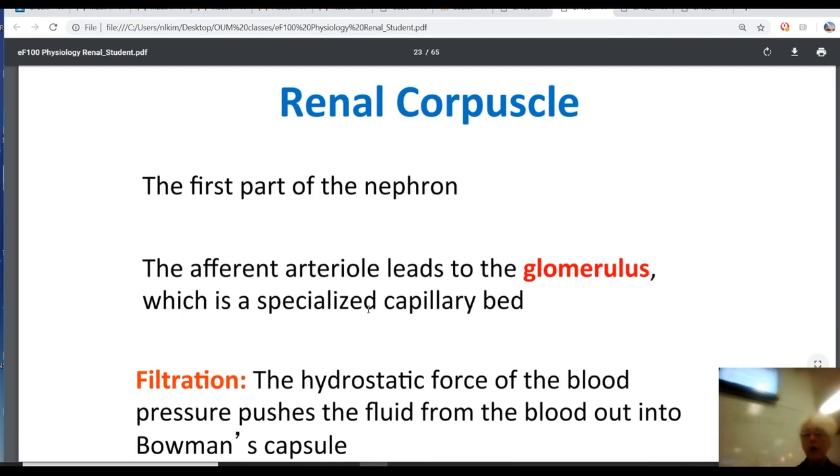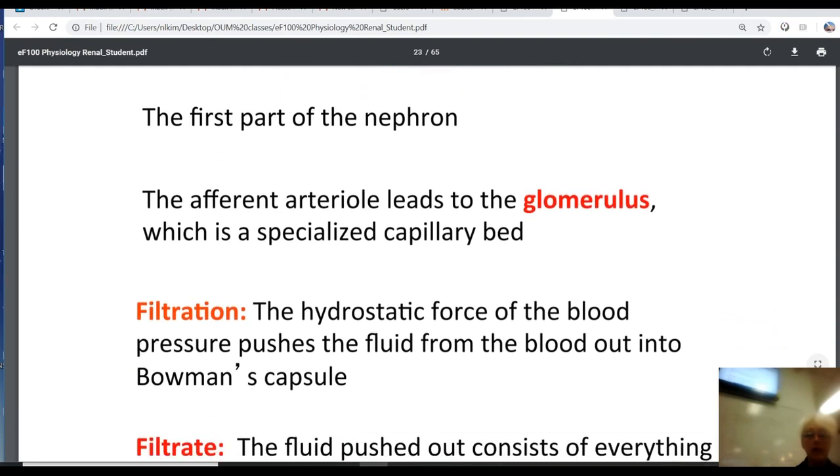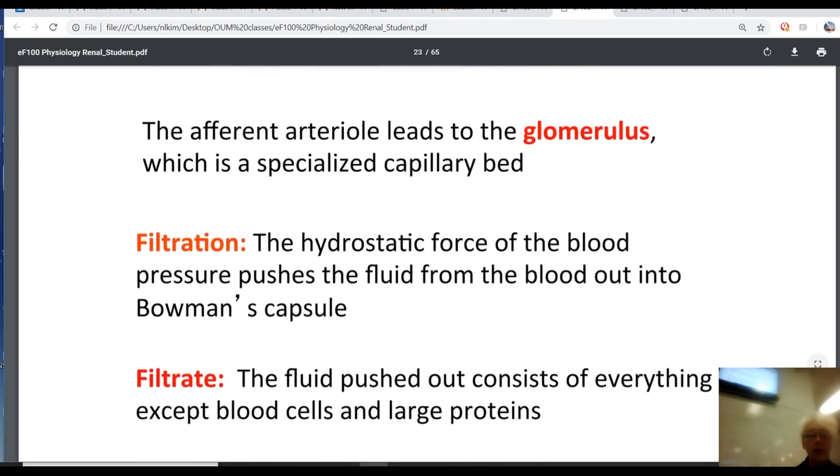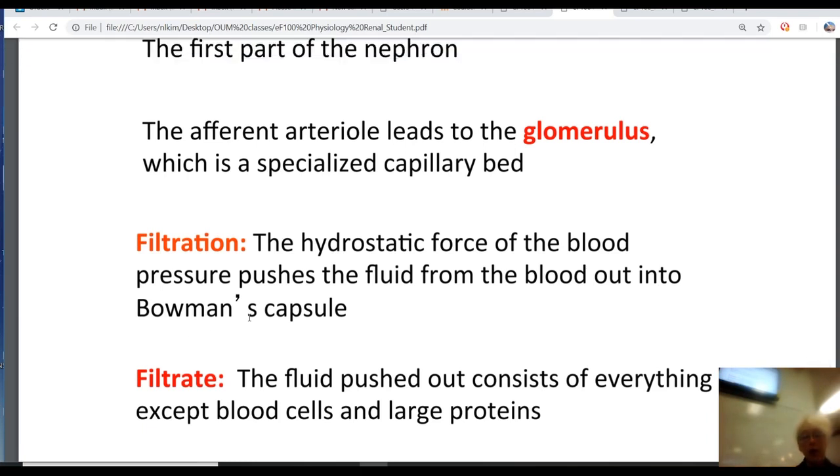Now the renal corpuscle is the first part of the nephron, and the afferent arteriole leads to the glomerulus, we know that, which is a specialized capillary bed. And we're going to do one more sentence here. We're going to take a short break.